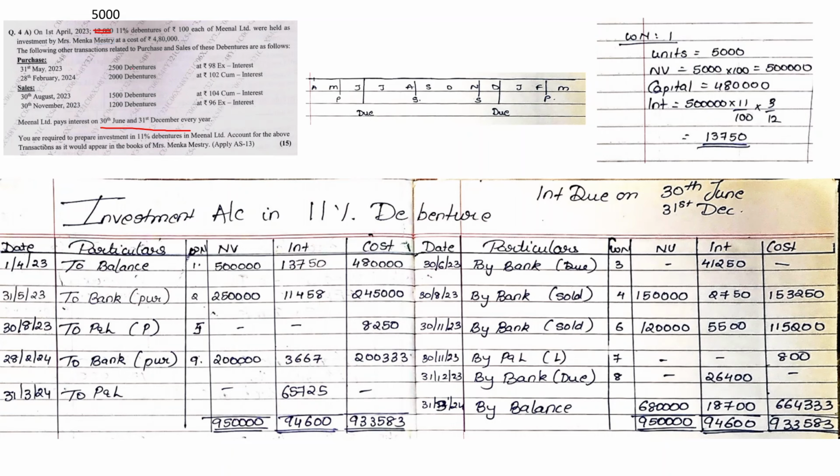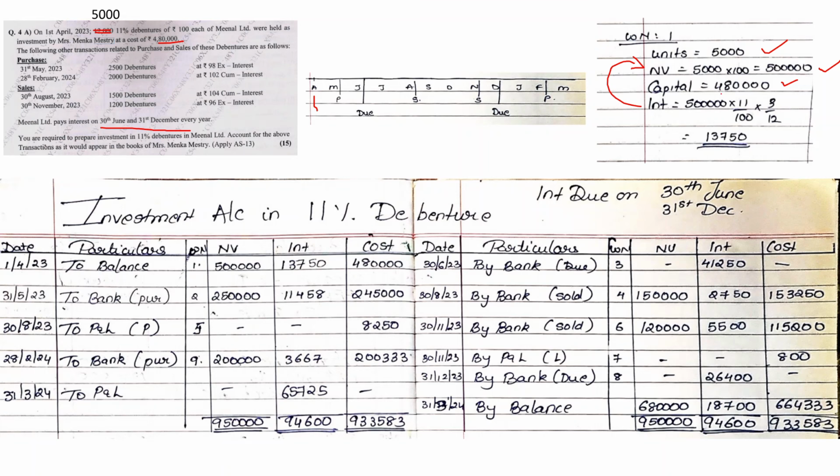So we'll go by number line, and on 1st April they have given us the opening balance. So I'm writing here date-wise, from 1st April 23 to balance. Working note number 1, we jump to working note number 1. There are 5,000 units. So the nominal value will be 5,000 into 100, which is 5 lakhs. Capital amount given is 4,80,000, so we have written it here. Interest is always on nominal value.